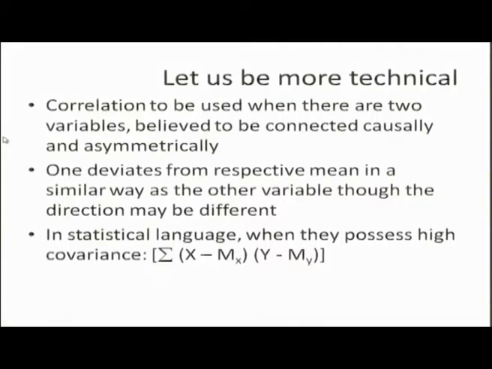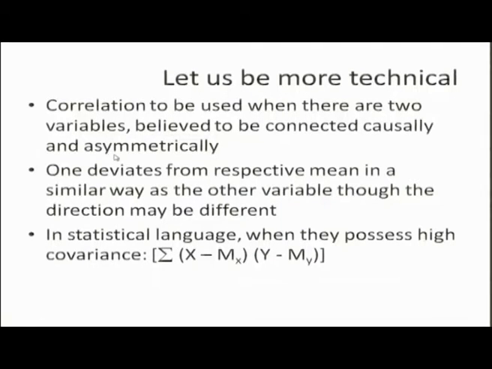Let us be more technical. Correlation is to be used when there are two variables believed to be connected causally and asymmetrically. Causally, I have explained that if changes in x produce changes in y after a lapse of time, then x and y are causally connected. And asymmetrically: sometimes x affects y and y also affects x, that is a symmetrical relationship. An asymmetrical relationship is one in which x only affects y and does not in turn affect x.